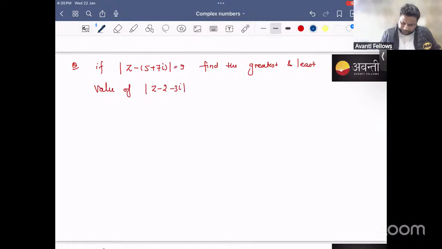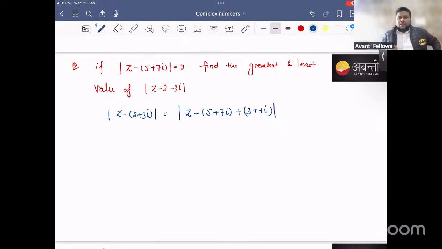Yes. So see, we are looking for magnitude of Z minus 2 plus 3 iota. So how can I write it? I can write it as magnitude of Z minus 5 plus 7 iota plus 3 plus 4 iota. I can also write it like this. Now consider this whole as an identity.